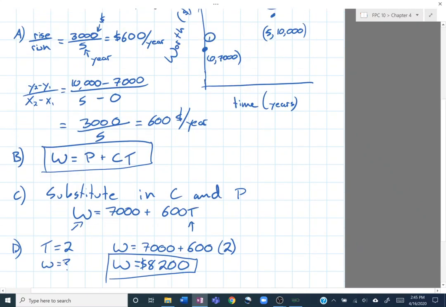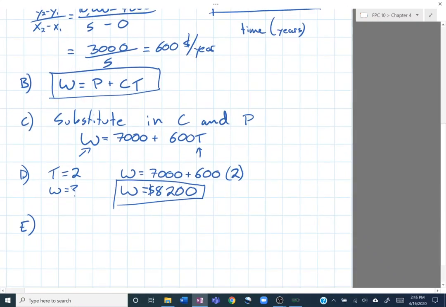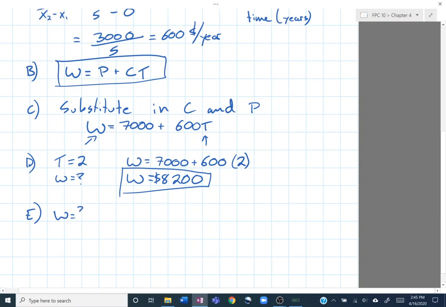E, again, I'm going to have to scroll up for a second. E, how much will the car be worth or how much would the car be worth 3 years ago? So 3 years ago, so this time we're looking for the worth again, but time is 3. And notice how if I just plugged it in as a 3, that would be 3 years in the future. So in order to look in the past, we can put a negative sign out in front. So our W would be equal to 7,000 plus 600 times negative 3.